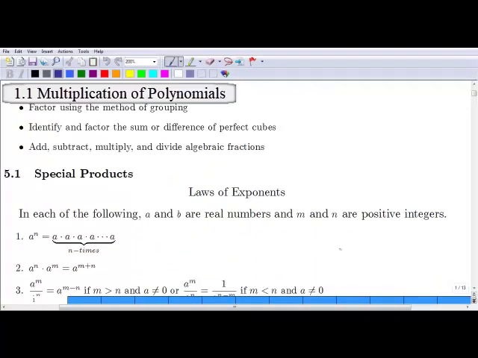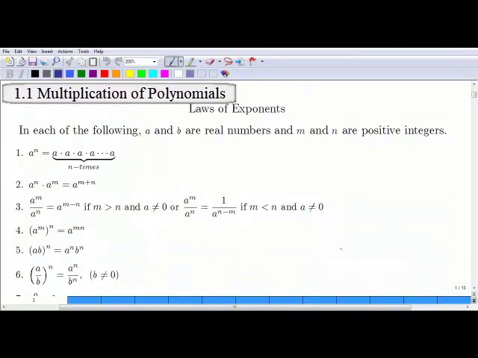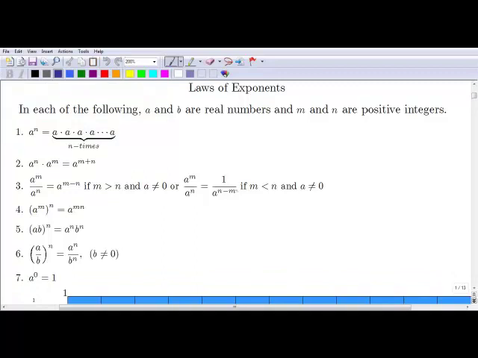So let's get started with section 5.1, which is special products. And this is just a review of the things that we talked about in Chapter 1 when we came to multiplication. Just kind of a review of the laws of exponents. An exponent means that whatever that number or variable is, that base, you have it that many times and you're multiplying them together.